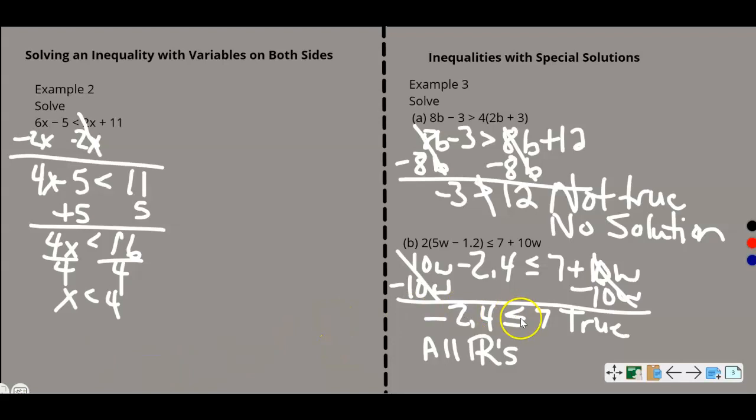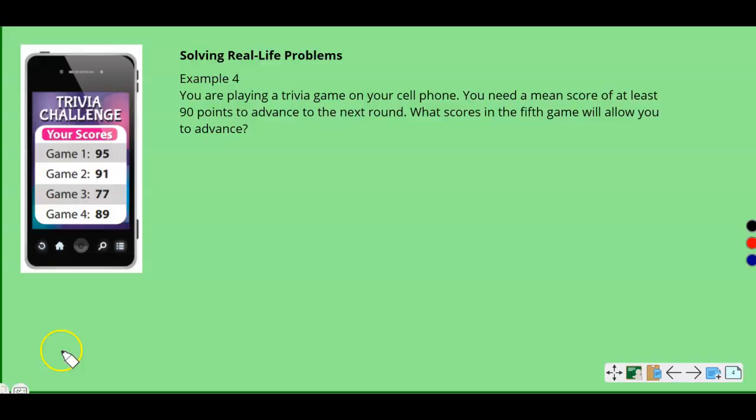So similarly, you can have no solution, or you could have all real numbers as a solution, or you could have a solution set like we've been solving for in previous examples. All right, solving real life problems.